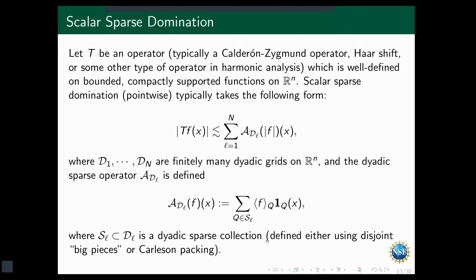I'm summing over a collection of dyadic cubes, the average of F on Q times the characteristic function of Q. And of course, the cubes in this collection are sparse. As we defined in the previous slides, they're not necessarily pairwise disjoint, but they're close enough to being disjoint that we can get good control on them. And this enables one to do a lot of things. For example, prove sharp weighted inequalities, prove weak type estimates. There's a myriad of applications of sparse domination.